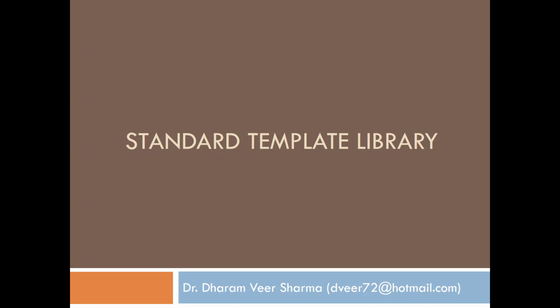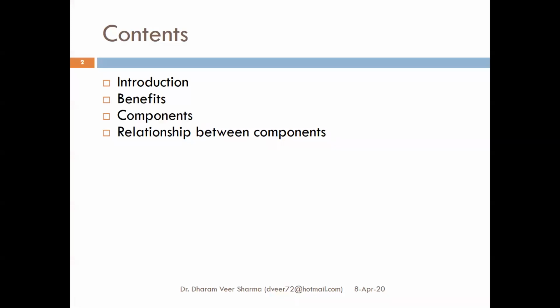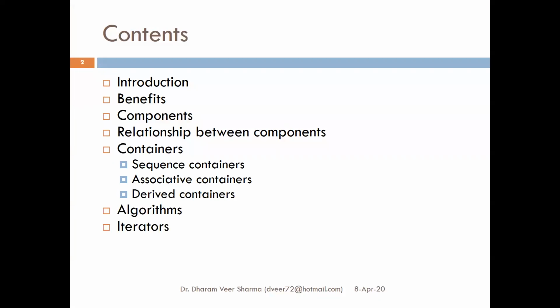Okay. Standard Template Library is now a part of C++. It was introduced quite late, and it's something very powerful. It's a set of components, or you may say data structures, algorithms and iterators. So we'll be discussing its introduction, what the benefits are, what its components are, the relationship between the components, the different types of containers: sequence containers, associative containers, derived containers, and then the algorithms we have, iterators, function objects, and finally allocators. These are the different things we'll discuss today about the Standard Template Library.